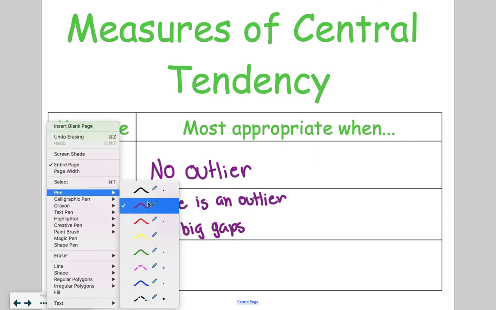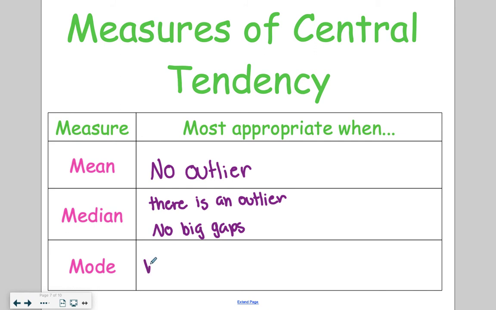The mode should only be used when a value repeats 3 or more times. So if a number repeats twice, yes, it is a mode, but that's not a strong enough set within the data to argue that it is a good measure of central tendency. So it has to repeat at least 3 times in order for the mode to be viable.